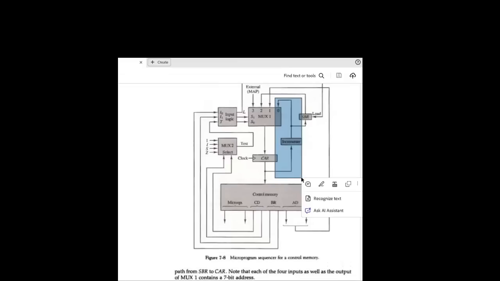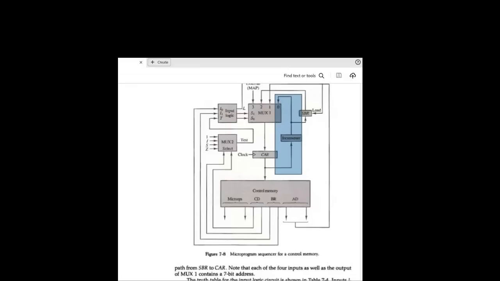CAR would be incremented. So if none of the conditions is met, your branching will not take place and you will be moving to the next microinstruction, in sequence. So whenever the condition is not true, you will not branch to a particular location, you will simply move on to the next address. So next address means what? Your selection lines should be 0 0. Only if the selection line is 0 0, CAR will be incremented and that will be provided over here.